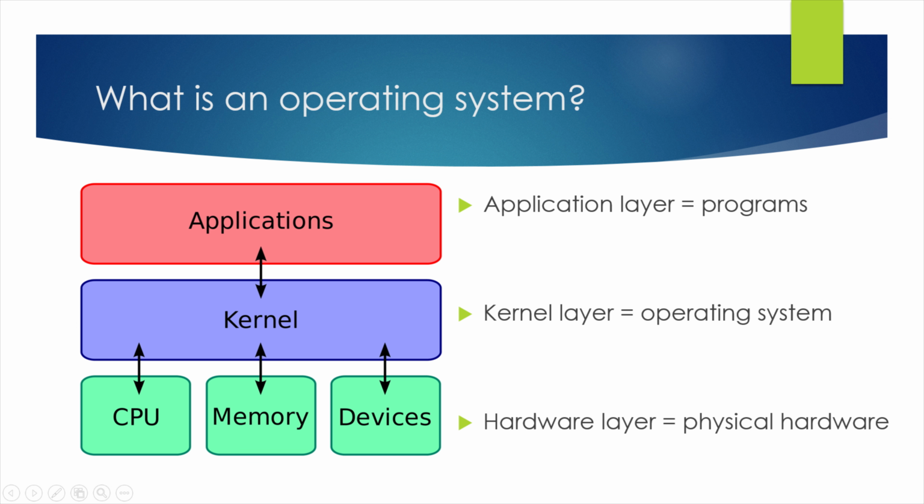An operating system has three layers: the applications layer, the kernel layer, and the hardware. Applications are things like programs and processes that run on the computer. The kernel is what we call our operating system, or our OS, and the hardware consists of things such as the CPU, the memory, and other devices like the keyboard and the mouse.